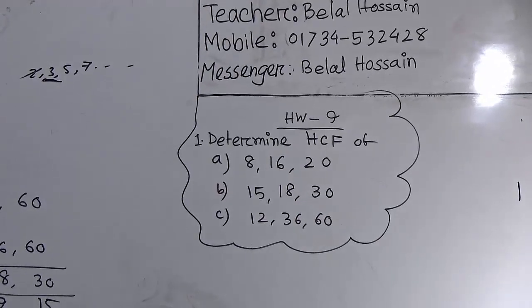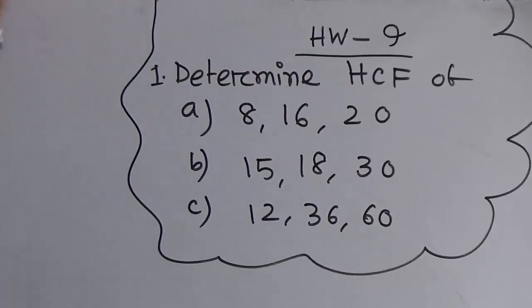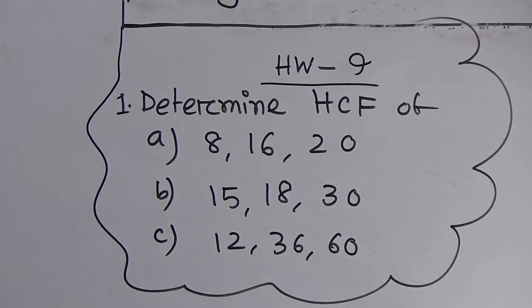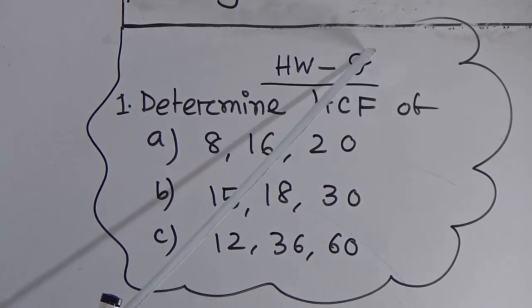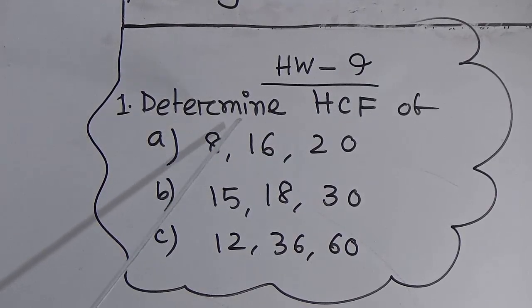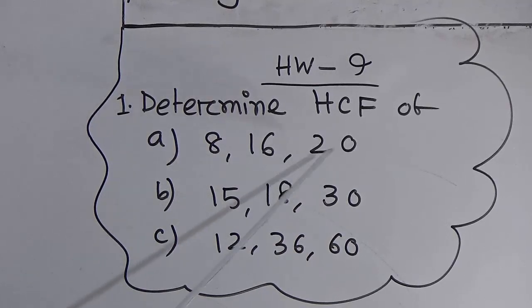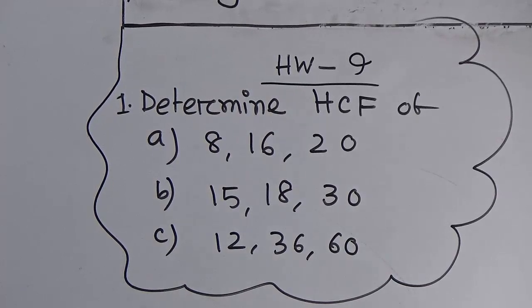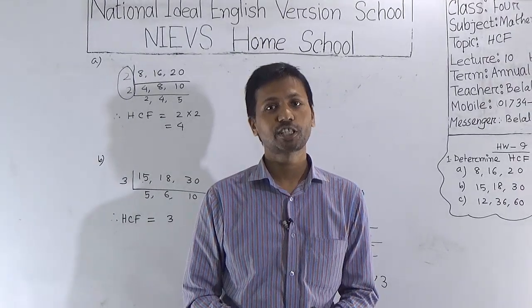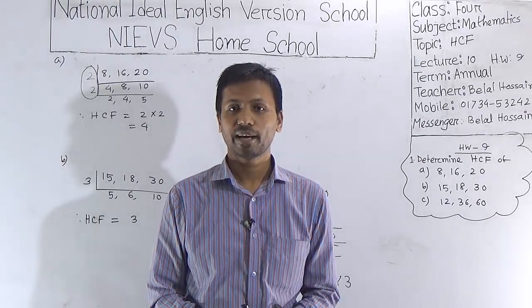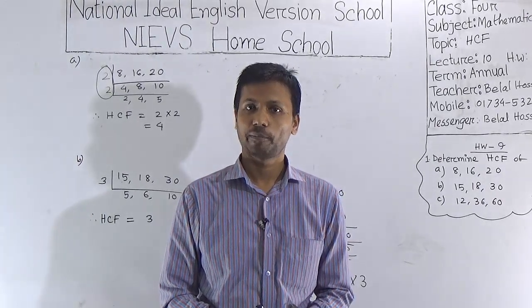Dear student, now I will tell you about your HW. Look, our HW number 9, question one: determine the HCF of A, B and C. Your assigned HW is very, very important for you, because on the basis of submission of your HW copy, you will get your city marks, diary marks and HBR marks.